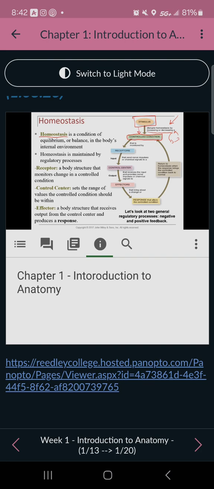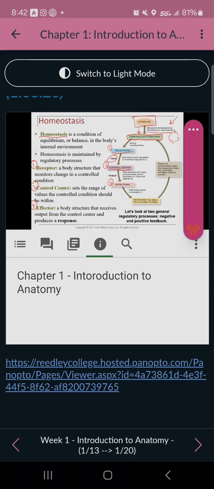So a feedback system includes 3 basic components. We have the receptor, we have a control center, and we have the effector. Here this is the receptor, control center, and then we have the effectors. A receptor is a body structure that monitors changes in a controlled condition and sends input to the control center.